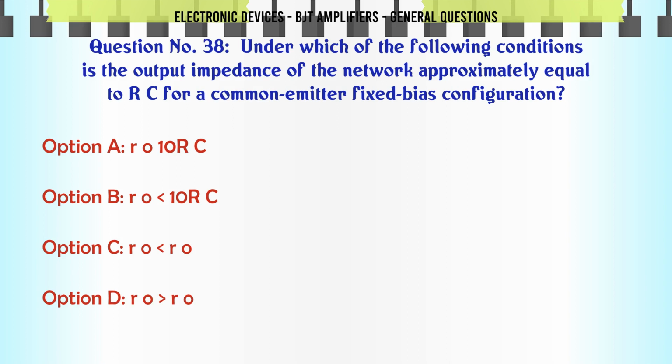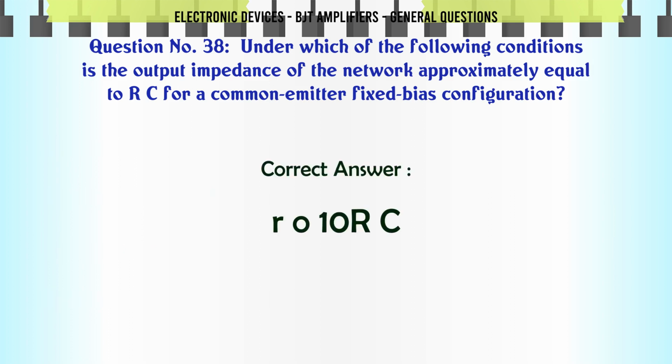Under which of the following conditions is the output impedance of the network approximately equal to RC for a common emitter fixed bias configuration? A. RO ≥ 10RC. B. RO ≤ 10RC. C. RO. D. RO. The correct answer is RO ≥ 10RC.